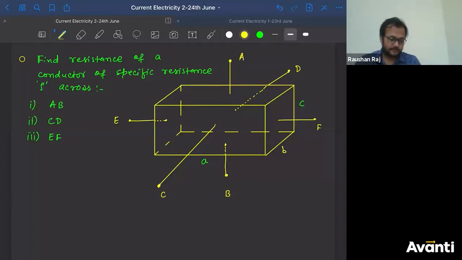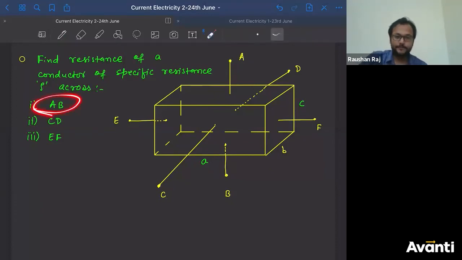Now get me an answer for this question. First, what is the resistance across AB? Second question, resistance across CD. Third question, resistance across EF. Naren, what is your doubt? Sir, I is inversely proportional to resistance. Yeah, you can say that for a fixed potential difference. If you are keeping voltage constant and you increase the resistance, current will decrease. If you decrease the resistance, current will increase.